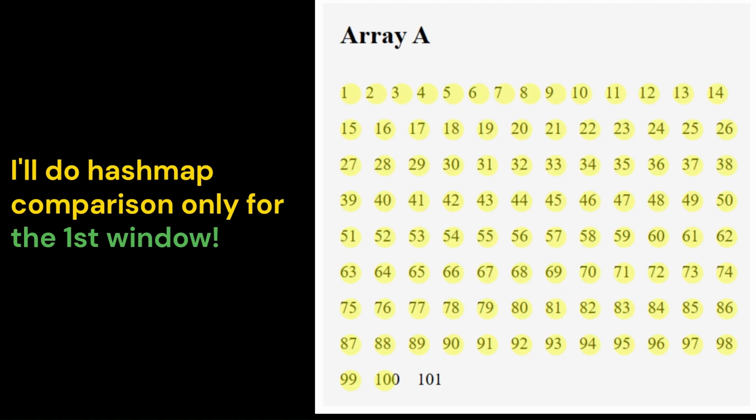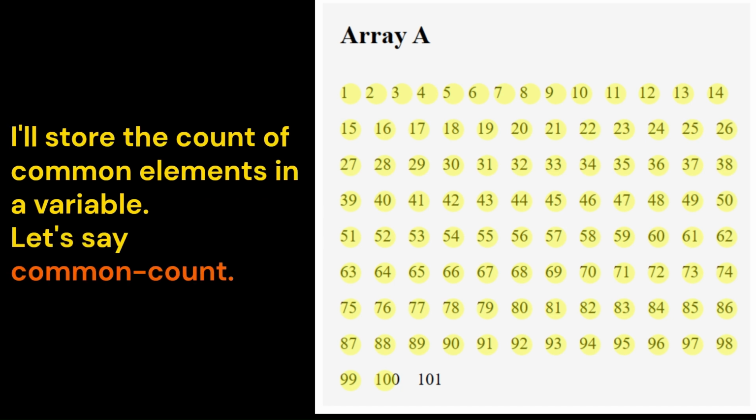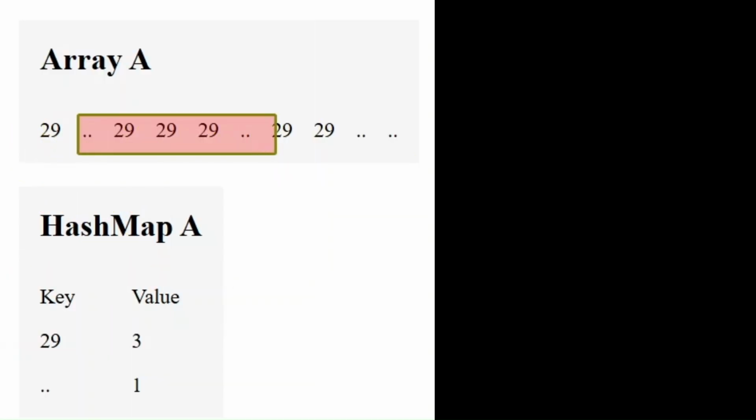So I thought that let me do only the hash map comparison for the first window. So for the first 100 elements, the window completes and I do a hash map comparison. And I will store the count of common elements in a variable. Let's call it common count. Now when I move the window to the right, I'm getting rid of the first element. So I'll remove it from A's frequency map and update its frequency.